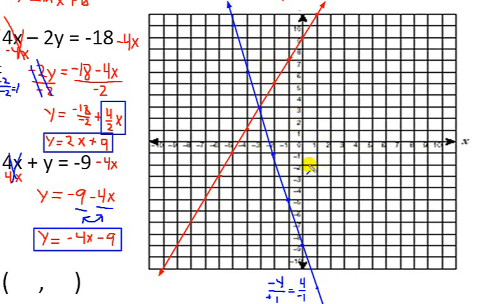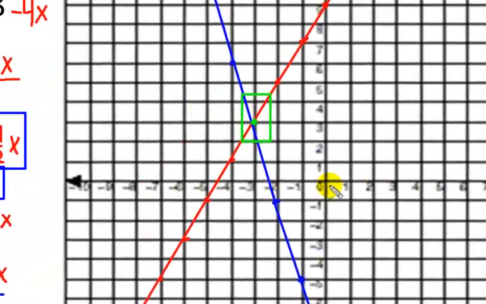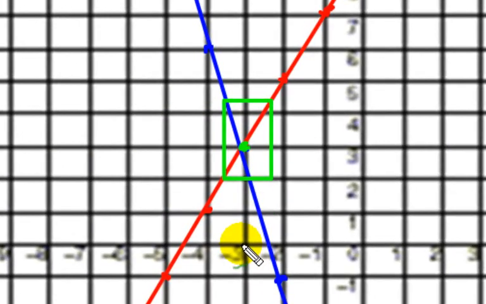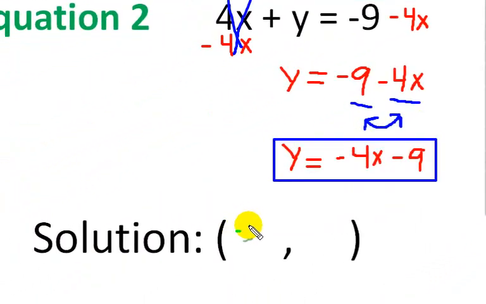Okay, so now I'm looking for the point of intersection. And my point of intersection, let me get a different color, let me get green, is right here. Alright, and that point is at the x value is negative 1, 2, 3, and my y value is positive 3. So my solution, x value is negative 3, my y value is positive 3.